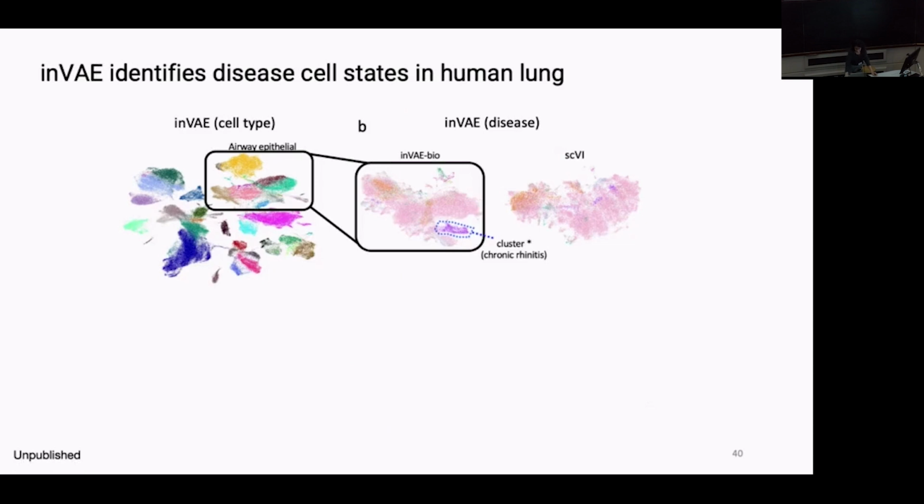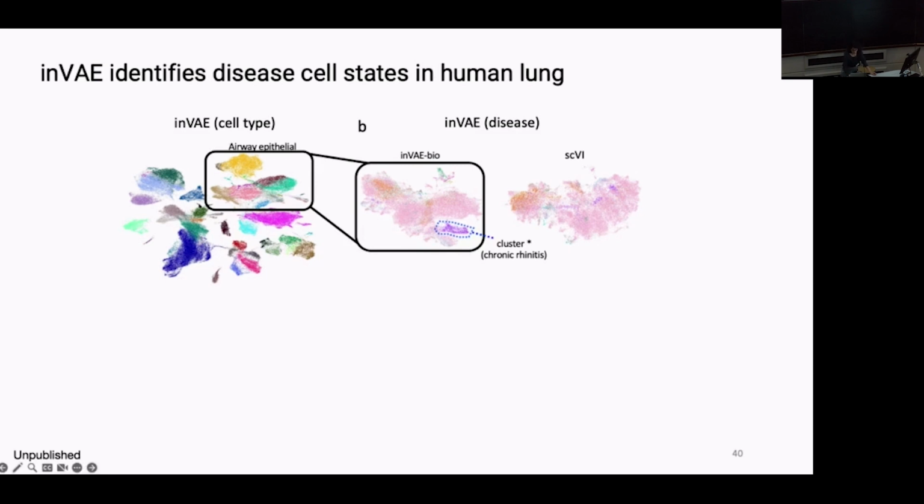And with this model, I tried integrating both healthy and disease samples. Here I'm showing you the whole human lung cell atlas that has more than 1 million cells. The first thing is that each color is a cell type. There are about 65 different cell types in this data set. VAE could properly detect these cell types and cluster them together.